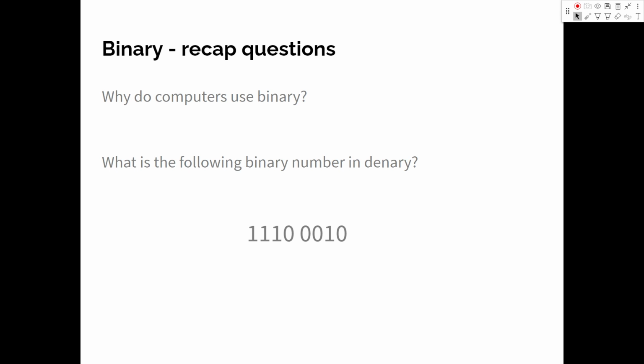And the question I left you with was, what is the following binary number in denary? 11100010. Now, see this little gap in the middle? Some people care about this. It doesn't make any difference to the number. Just imagine it's a single 8-bit binary number, 8 digits. So how do we convert this into denary?